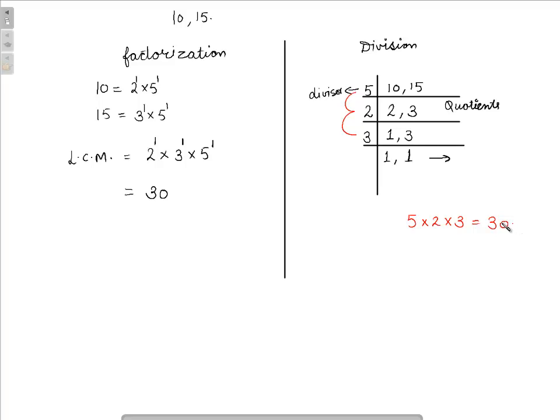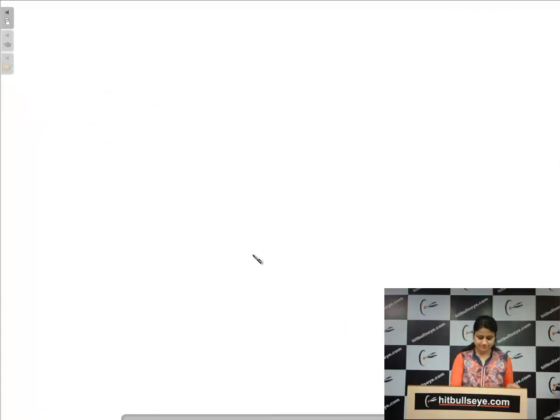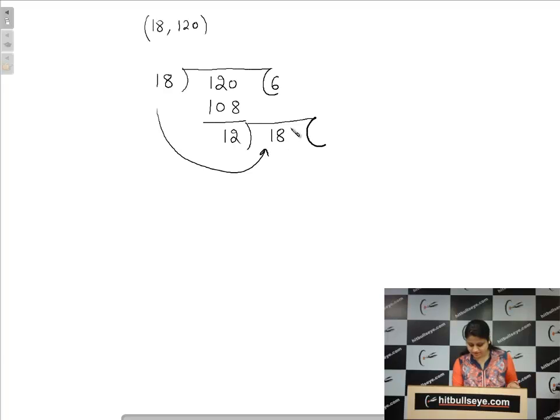Now I am taking various examples. That is the very first question. Find HCF of 18 and 120. Again, we will go by the long division method. We will write the bigger number inside and the smaller number outside. We will write the quotient here. Now we will write the remainder. Once again, the division. The old divisor will be the new dividend.